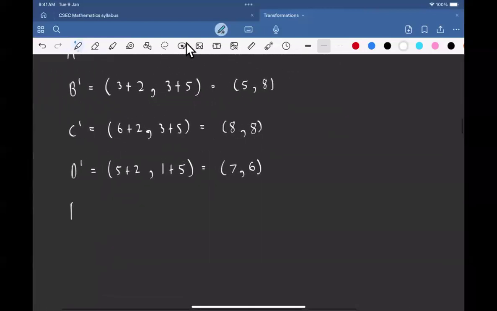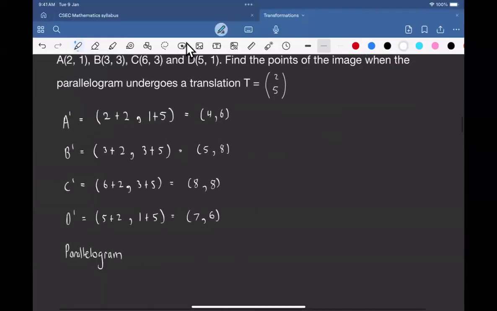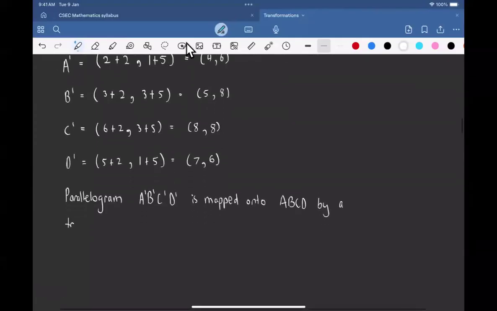Right, so this is the statement you're supposed to have. In the question, they said specifically that shape ABCD was a parallelogram, so you have to write it back. So parallelogram A prime, B prime, C prime, D prime is in fact mapped onto ABCD by a translation, and you have to specify what kind of transformation it is. Can't just say transformation, that's wrong. You have to say translation.